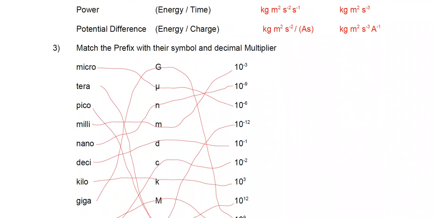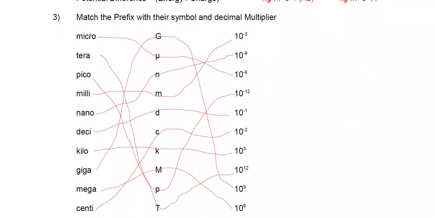Number 3, match the prefix with the symbol and the decimal multiplier. Well, micro is mu and 10 to the minus 6. Tera is capital T and 10 to the 12. Pico is P and 10 to the minus 12. Milli is M and 10 to the minus 3.